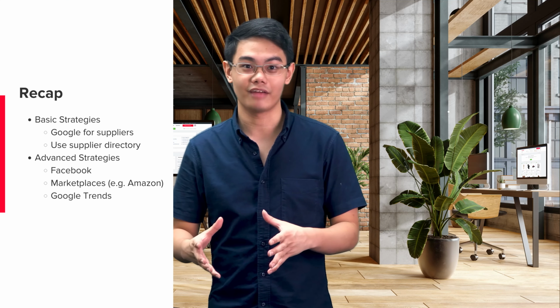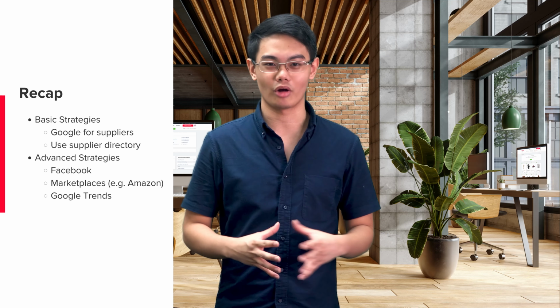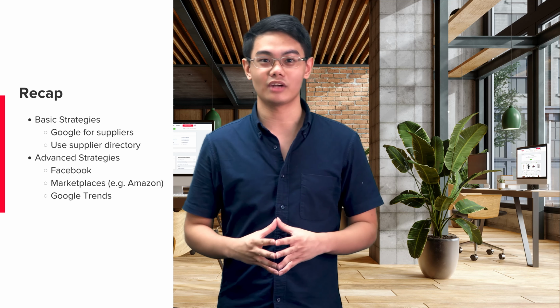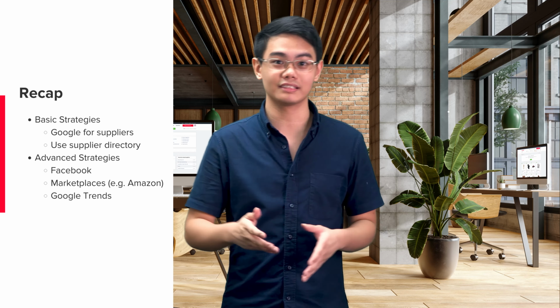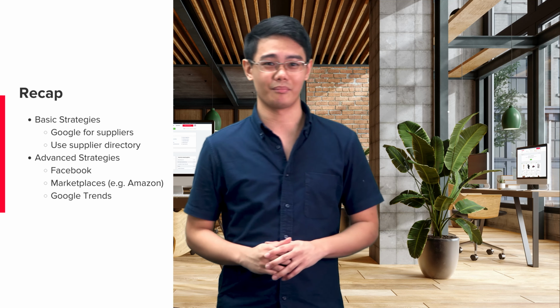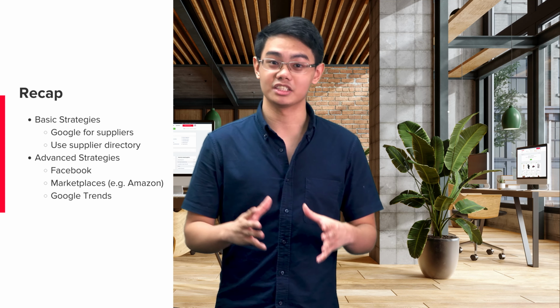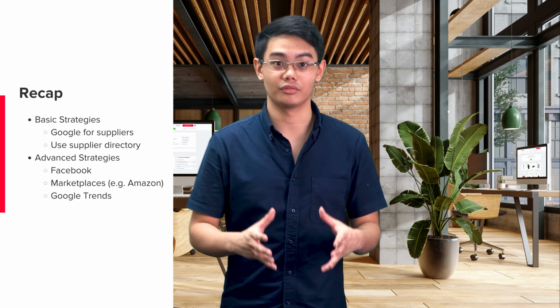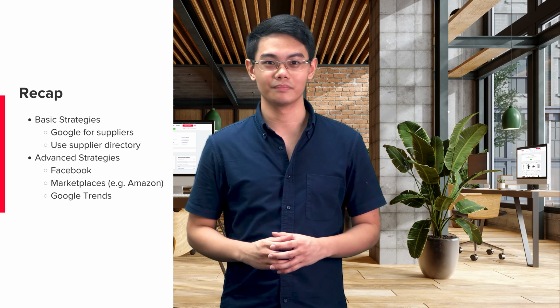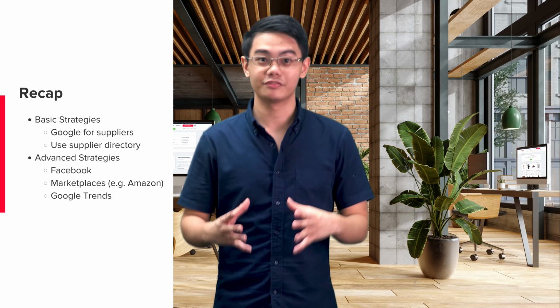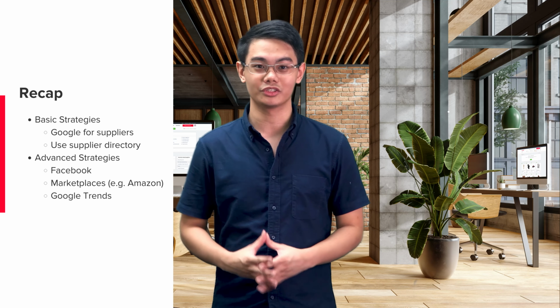Now we're almost at the end of this video. I just want to give you guys a quick recap. You've learned 2 basic strategies and 3 advanced strategies to find low-cost, high-profit products. For the 2 basic strategies, the first one is to use Google to find a supplier's website, which I don't really recommend. The one I recommend is strategy number 2, which is to use a reliable supplier directory, such as SaleWho. For the 3 advanced strategies, you've learned how to use Facebook, Amazon, and Google Trends to find profitable products.